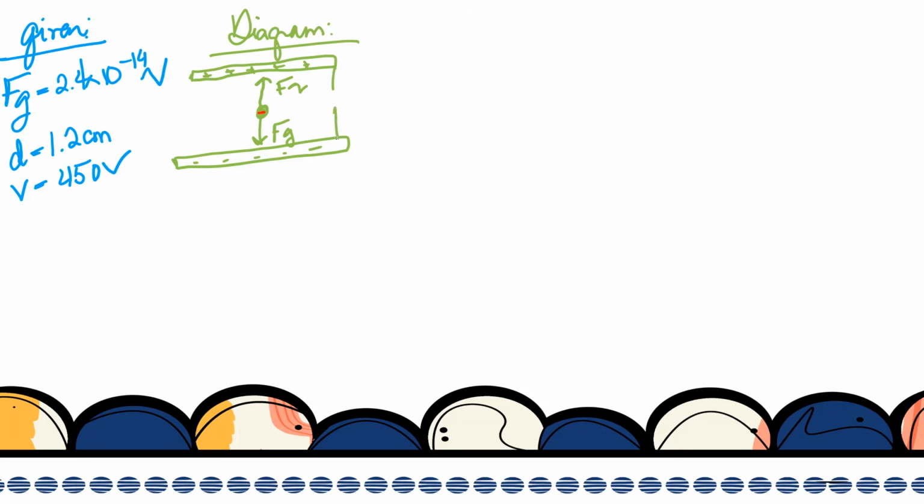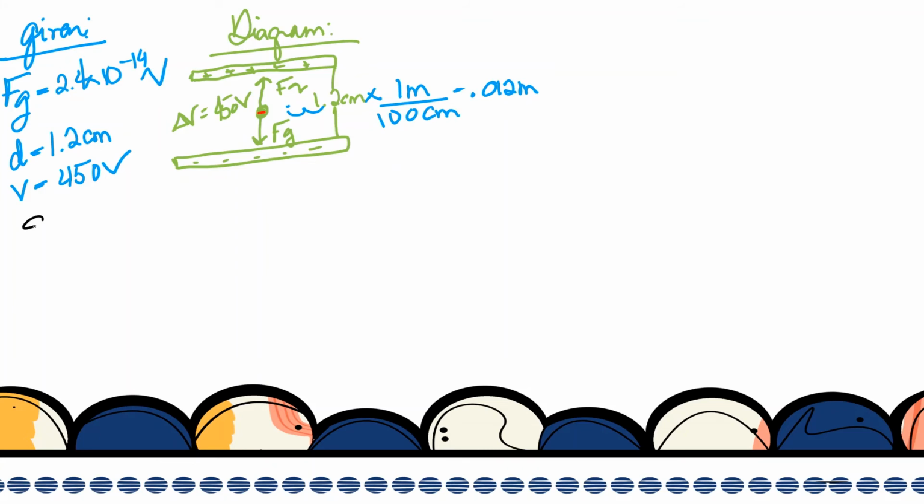The distance between the two plates is 1.2 centimeters, and the voltage is 450 volts. Note that centimeters is not standard units. We need to convert this to standard units. We want this in meters. And I know in 1 meter, there are 100 centimeters. So I would move this decimal over 2 places and I'd get 0.012 meters. Okay.